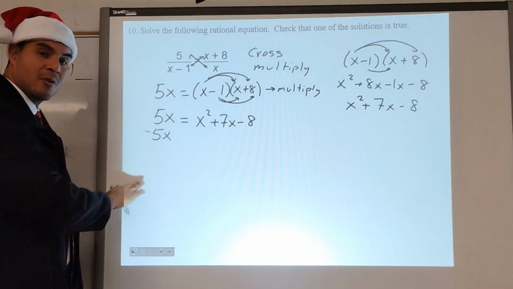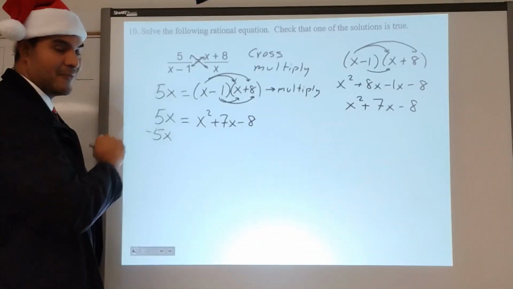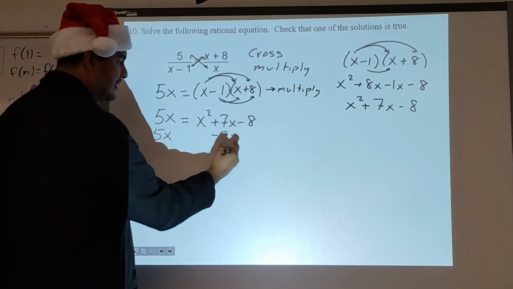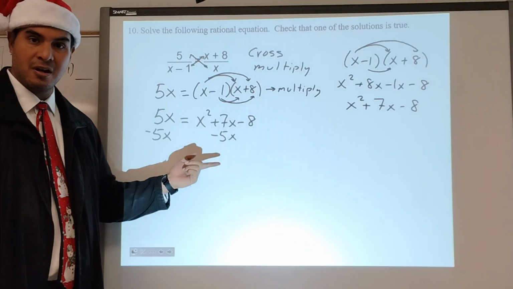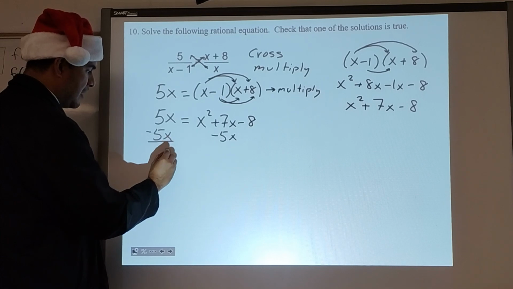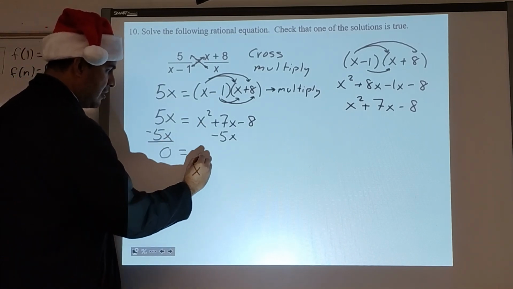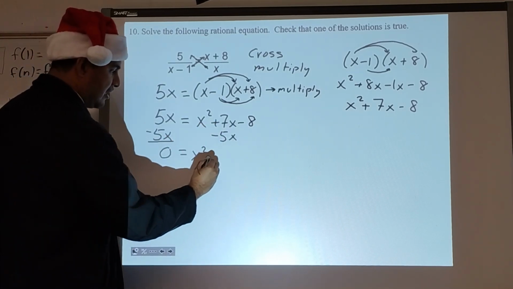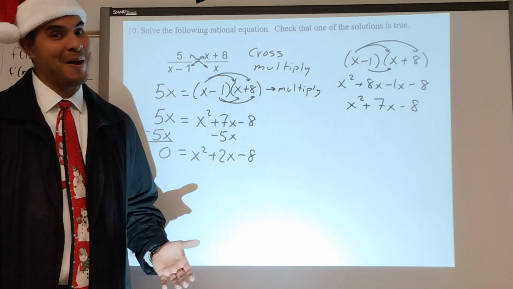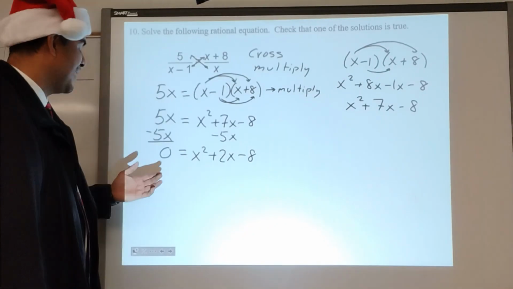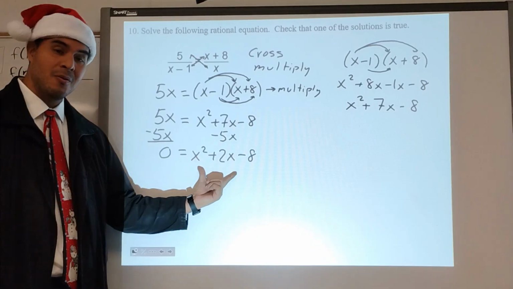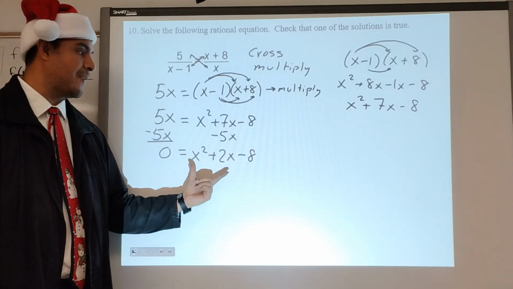Whatever I do on one side, I also have to do to the other side. So I'm going to eliminate the 5x over here, but I'm going to set it under the 7x because those are the like terms. These eliminate and we get 0 here. 0 is equal to x squared. 7x minus 5x is 2x. Minus 8. We're just about halfway done through this problem. We now have a polynomial that is equal to 0. So we're going to try to find the zeros of this polynomial by converting it to factored form.